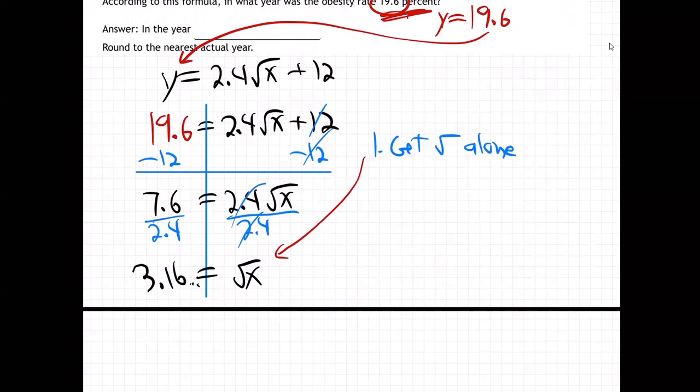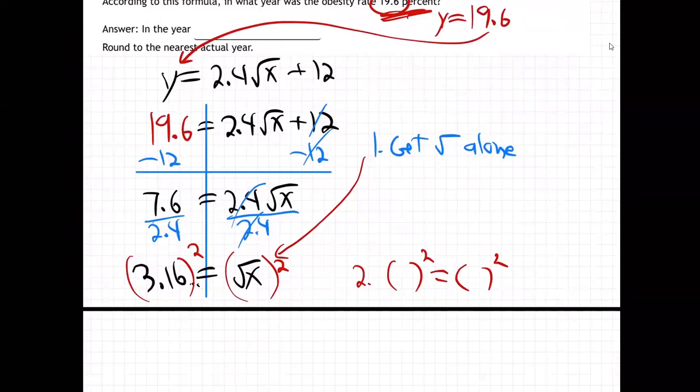And now step 2, parenthesis 2 power, parenthesis 2 power, right? Once we get a root alone, how we get the root off of it is we go parenthesis 2 power. So then take that number on your calculator, that 3.16, and square it. Can somebody give me the number there? Is it 9 point something? So that last number to the second power. Everybody got that?